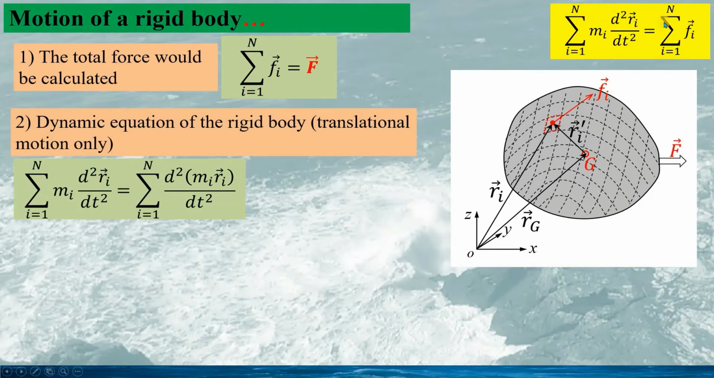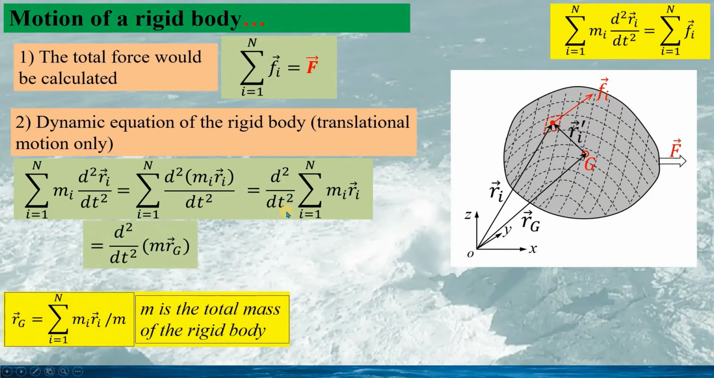And for the left-hand side term of the equation, we can make some mathematical manipulation. Here, we can move mi into the second order differentiation with regard to t, since mi is independent of the time. And then we can exchange the second order differentiation and the summation. So we have the expression as this.